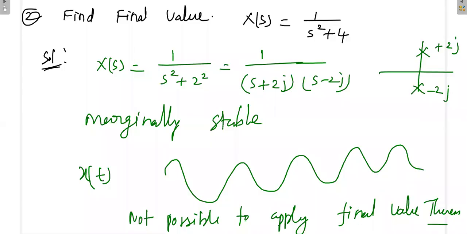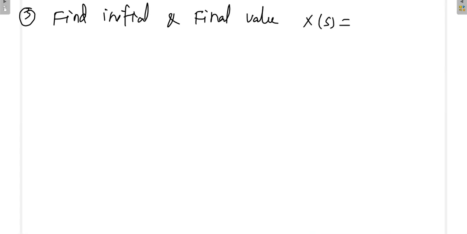Next question. Find the initial and final value of X(s) = (s² + 5s + 7) / (s² + 3s + 2).